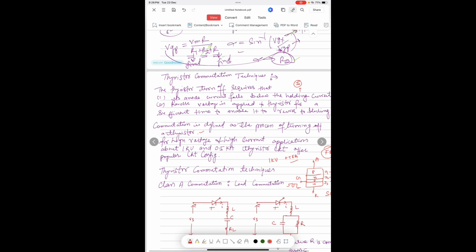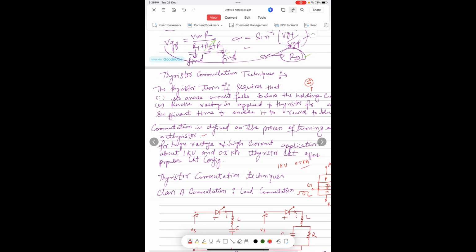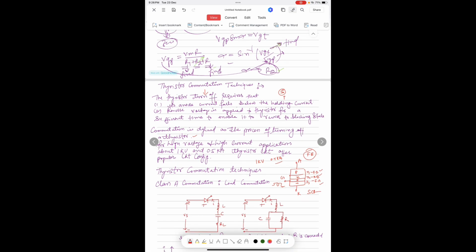So here we discuss the thyristor commutation techniques. Commutation means to turn off the thyristor. There are two methods. First is the anode current falling below the holding current. As I have already discussed, that is the minimum current below which the thyristor stops conducting when the gate circuit is removed. Second is that reverse voltage is supplied across the thyristor so that it again gains the reverse blocking capability.